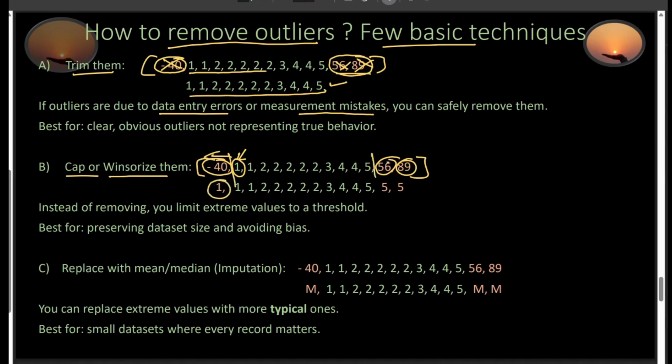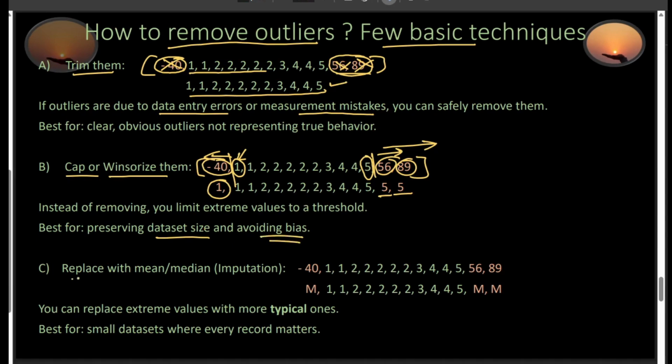Same thing on this side. You replace all values with the threshold. In this case, my threshold is 5. So any value that is on this side, replace them with 5. I replace my values 56 and 89 by 5. One of the advantages of this is that your data set size is preserved. If this one has, let's say, n number of elements, this will also have n number of elements. They would not change. So this is a good solution if you want to avoid bias.